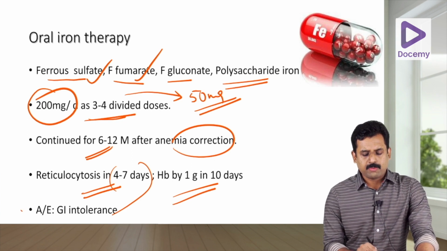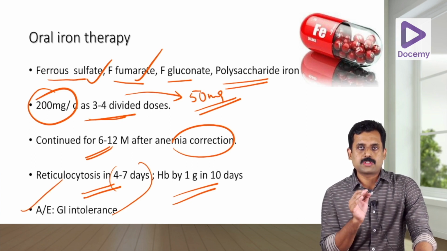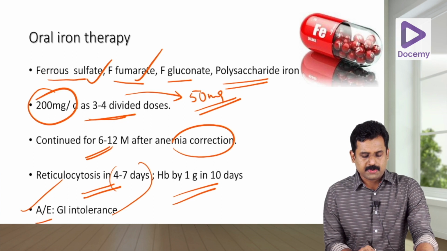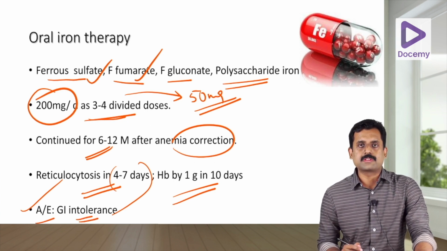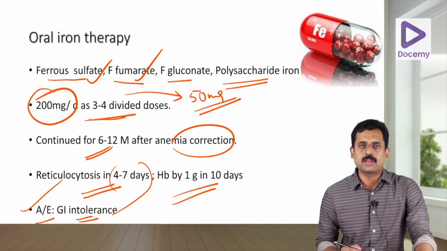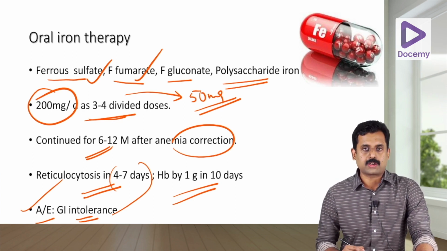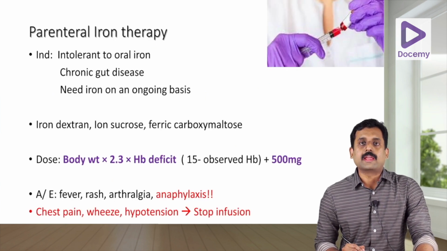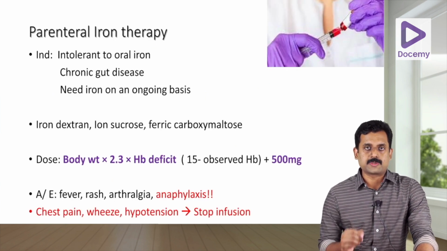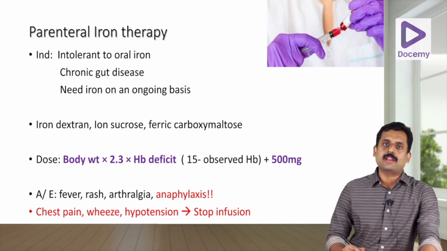Okay. What is the problem with oral iron preparation? The most prominent adverse effect is gastrointestinal intolerance. People will develop bloating sensation, they will develop nausea, vomiting, constipation, dark colored stools. So that is the main problem with oral iron therapy. The second option is parenteral iron therapy.